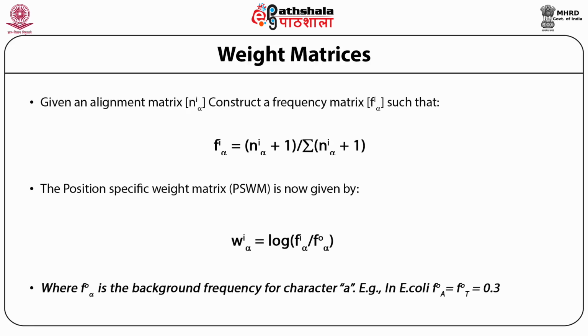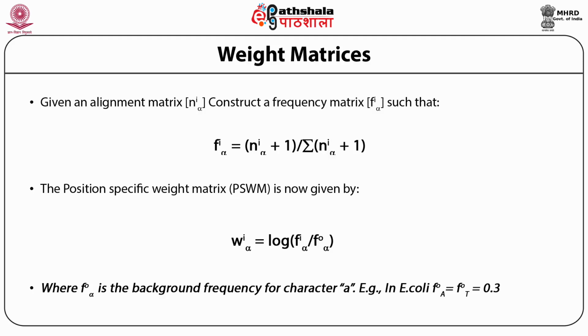Let's start with an alignment matrix from where everything comes. Let's call it Ni alpha. And we can construct a frequency matrix Fi alpha, where alpha stands for the position and the i superscript stands for the type of symbol, which could be the 20 amino acids or the 4 bases or whatever. Now for each position alpha, the frequency is essentially the number of ith amino acid divided by the total number of amino acids.